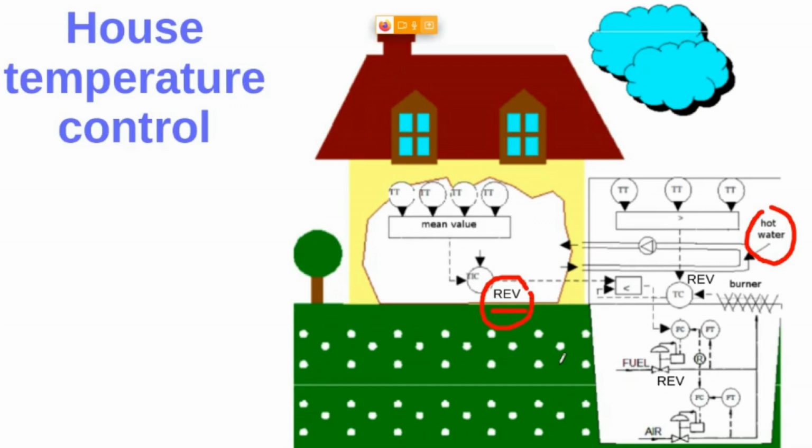Then we use a reverse controller action that can be applied to the temperature control within the heating system, and both flow controllers here are configured in a reverse controller action, just because if they open the valve, so if they increase the controller action, the flow will also increase. The fuel flow and also the air flow.